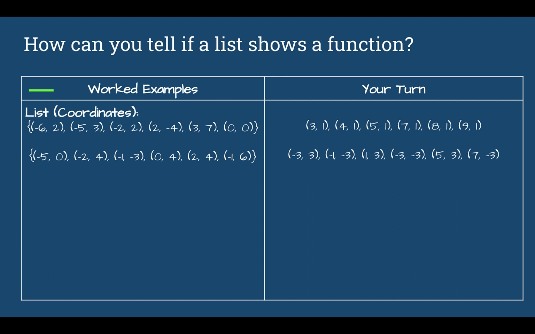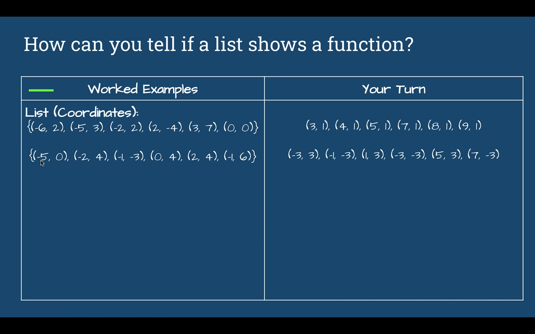So a quick way to go through these is to check the x's. If the x's are all different, that means it can't go to 2 different things. If you see a repeated value of x, then check to see if they go to the same thing. If they do, you're good. If they don't, no. Okay, so in my first list, I have -6, -5, -2, +2, 3, and 0. Those were my x coordinates. I didn't repeat any of them. They're all different, which means they can't go to 2 different things. So that top one must be a function.